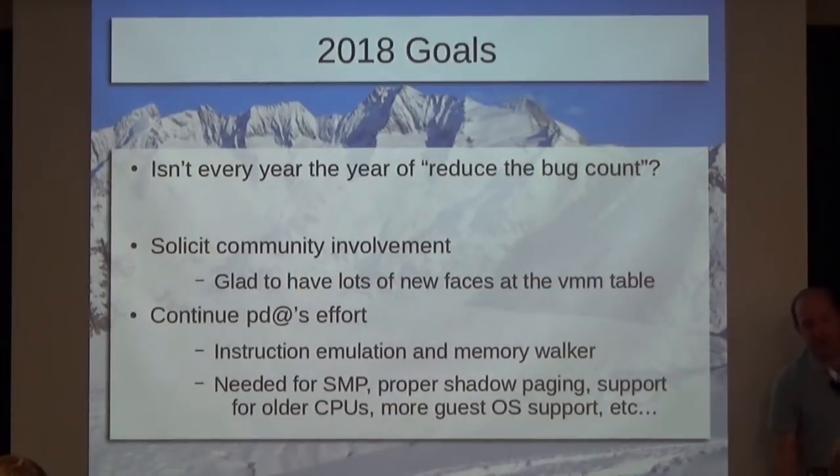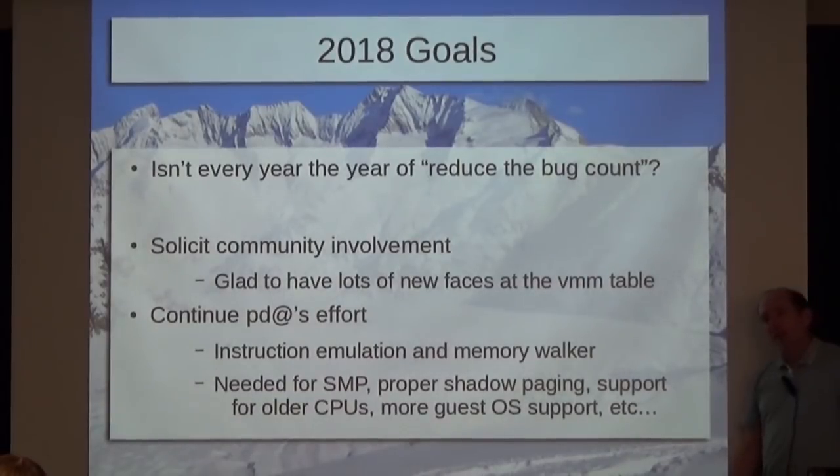So, 2018 goals, where do we want to go this year? Well, isn't every year the year of reduce the bug count? And I think that's true again, and it's always my lofty goal to decrease the bug count every year, but it just seems to grow and grow. I guess that's good, it means people are using it. We've got lots of new faces at the VMM table. We've got, like I said, Carlos and Pratik and some of the other folks from the list that have stepped up. I'd like to solicit more community involvement.